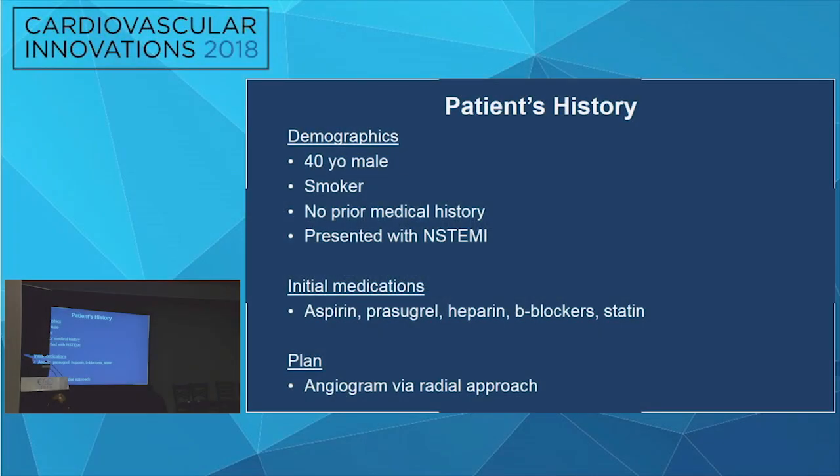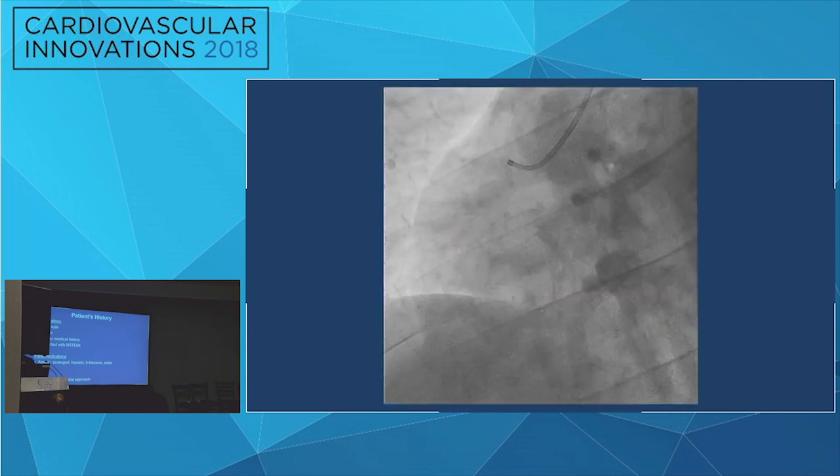This case is about a 40-year-old male Caucasian patient, heavy smoker, with no prior medical history and no drug abuse, according to his testimony, who presented at the ER with an ST elevation MI. And after the administration of the usual medications, the plan was to perform an angiogram via the right radial approach.